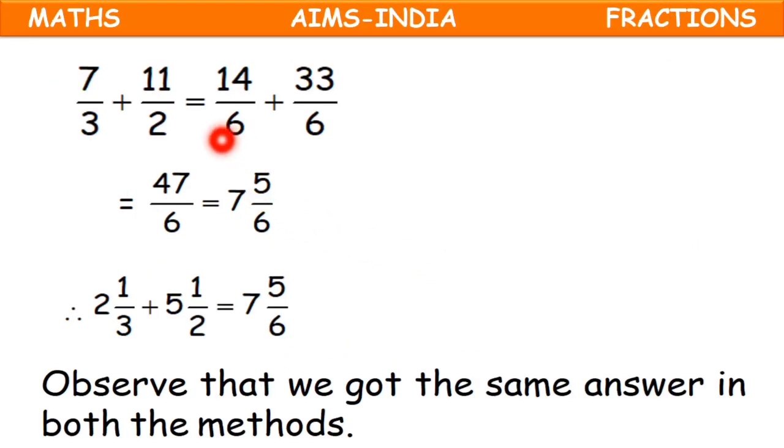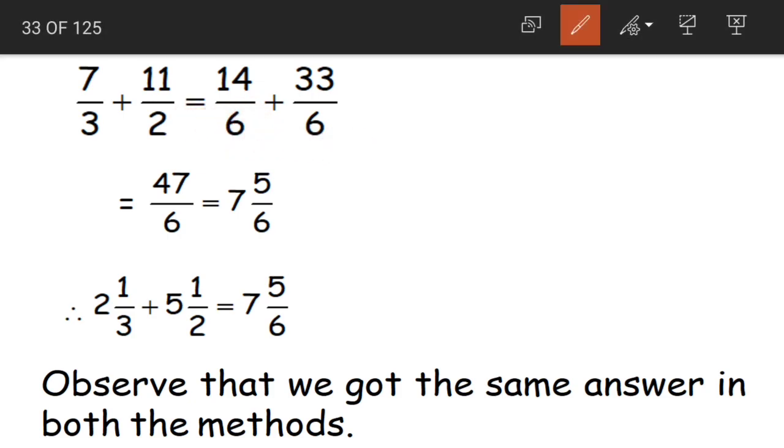Now we can add these like fractions easily as both have the same denominator 6. 14 by 6 plus 33 by 6 becomes, adding the numerators together, 14 plus 33 divided by the common denominator 6. 14 plus 33 is nothing but 47 divided by 6. Yes, children, 47 by 6 is our final answer. But this is an improper fraction. We need to represent it in terms of a mixed fraction.